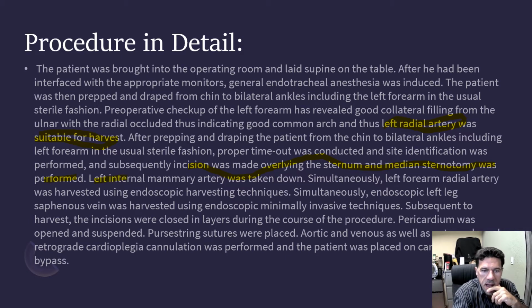Now, the left internal mammary artery was taken down. Simultaneously, the left forearm radial artery was harvested. Okay, we had the harvesting of the radial artery. That's a device. It was harvested endoscopically, and then simultaneously the endoscopic left leg saphenous vein was harvested also. So we have 2 different devices, radial artery and saphenous vein. So those are 2 separate bypasses that we have to code.